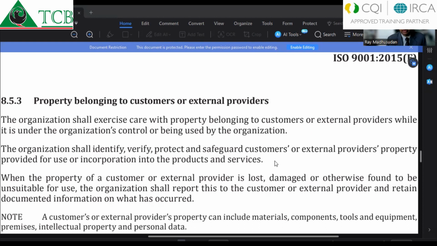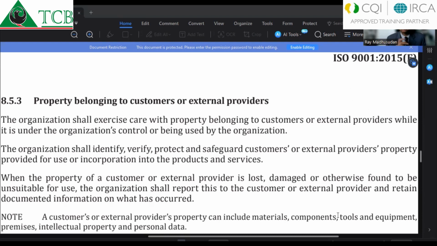Now, it says more control when the property of a customer or external provider is lost. It is possible that some property provided by the customer is misplaced, lost, damaged. During the construction, some pipe got damaged. Some of the product got lost or damaged or otherwise found unsuitable for use. For example, you found some pipes with damage when the pipe came. Or when the compressor was received, it was making some noise. There was some malfunctioning. So all those things need to be reported to the customer or external provider, and you must retain documented information of what has occurred.